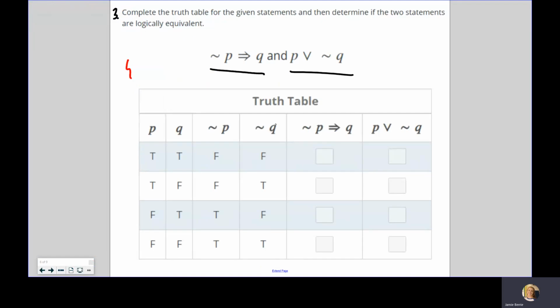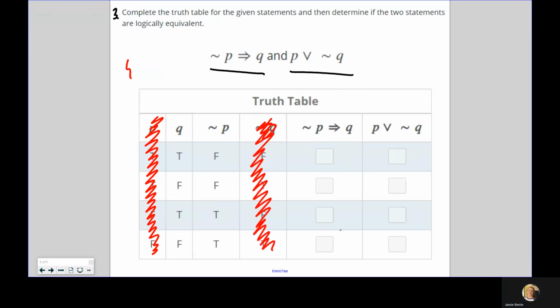All right, so we're just blocking out the columns we're not using. We're only using not P and Q. So we can mark out this column, and we can mark out this not Q column. All right, so now we're going to start filling in our column. Let's talk about the rule for implications. This is our first piece, and this is our second piece.